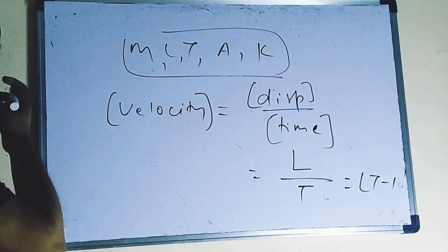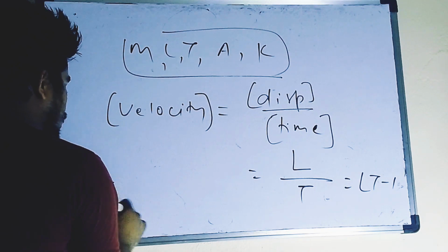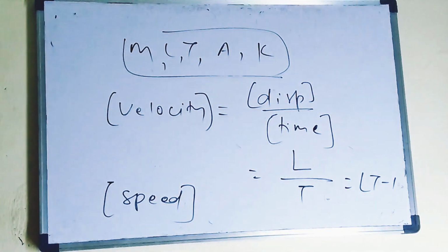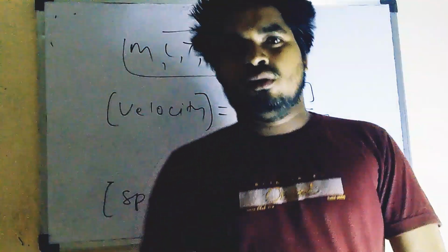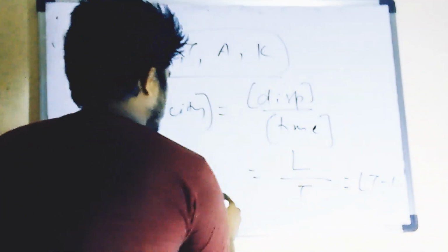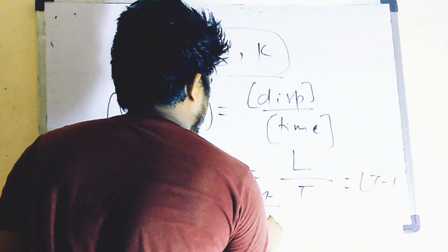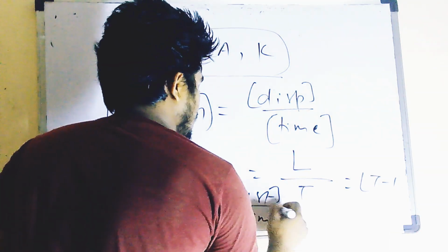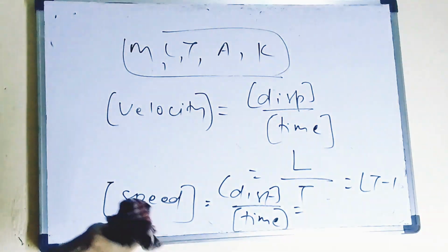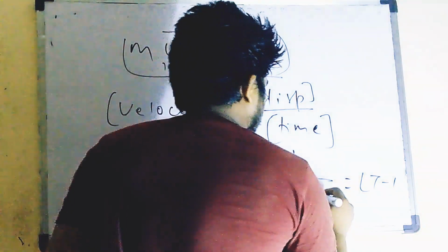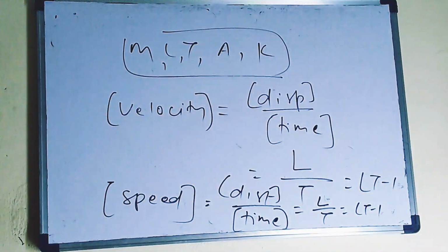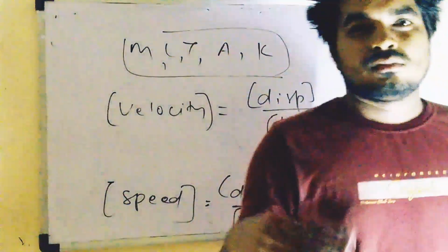On the same lines, suppose the question asks what is the dimension of speed? How to define speed? Speed is nothing but distance divided by time. So we simply need to find the dimension of distance divided by the dimension of time. The dimension of distance is the same, that is L. So again L divided by T, L T minus 1. Clear.